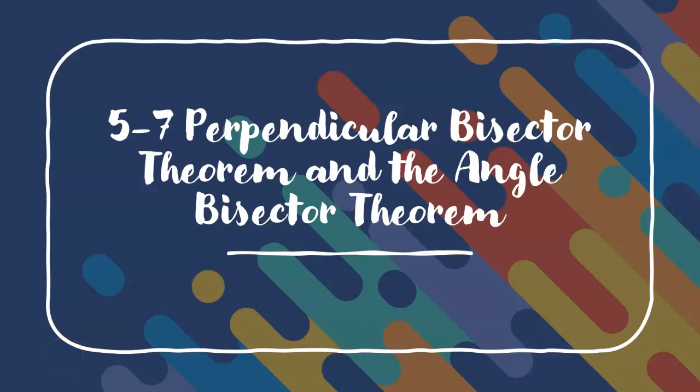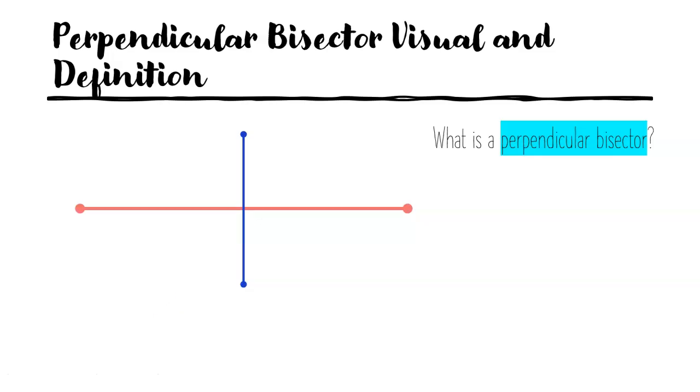The last section in Chapter 5 is about the perpendicular bisector theorem and the angle bisector theorem. Before I go into what the theorem says, I want to make sure you understand what a perpendicular bisector means. A perpendicular bisector is for a line segment, and it cuts the line segment into two equal line segments, and it is also perpendicular to the original line segment. So it cuts it in half and it's perpendicular.